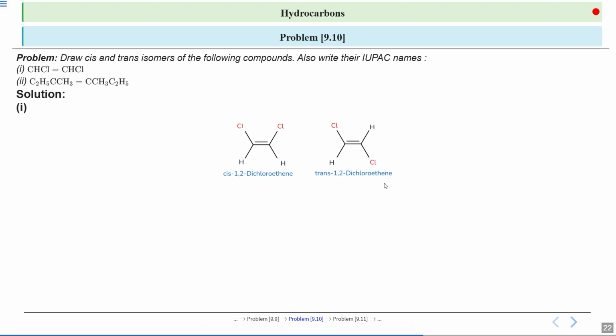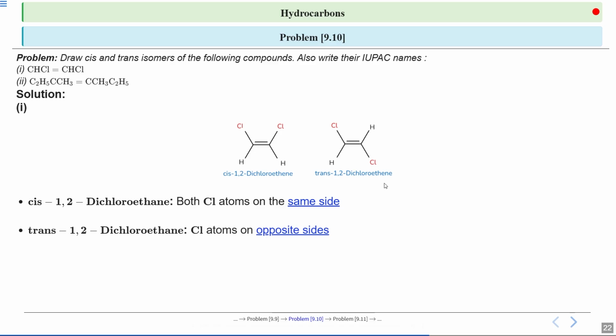This diagram will help us visualize how atoms are arranged differently in each isomer. The name of the cis isomer of the compound is cis-1,2-dichloroethene. In this isomer, both chlorine atoms are on the same side of the double bond. This arrangement can affect the compound's physical properties like boiling point. And the name of the trans isomer is trans-1,2-dichloroethene. In this isomer, the chlorine atoms are on opposite sides of the double bond. This different arrangement can lead to different chemical properties compared to the cis isomer.